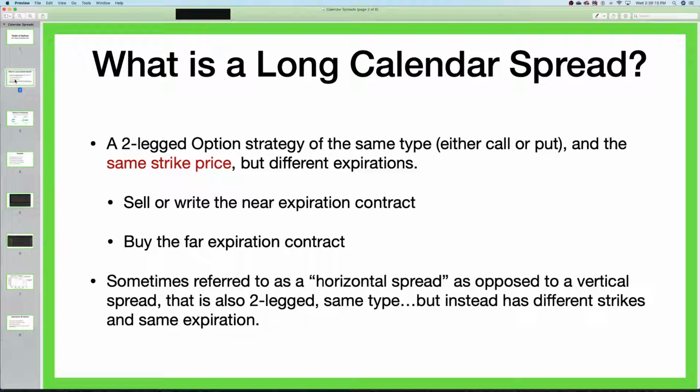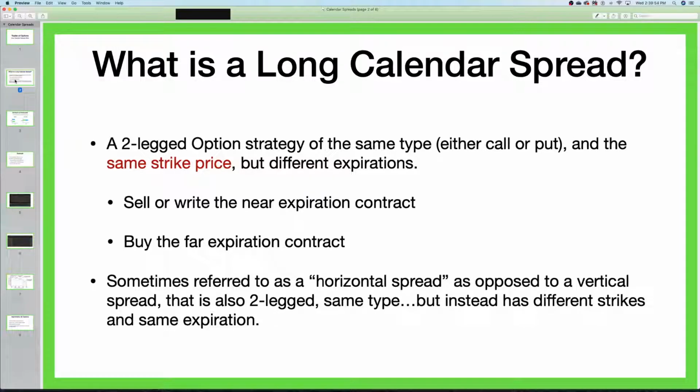So let's say you did it on the SPY today and it was at 347. The short put would be 347 and the long put would also be 347. They would just have different expirations. One might expire this month, the other one might expire next month. So there are two different contracts. You sell or write the near expiration contract, and you buy or go long on the far expiration contract. That is considered buying or going long on a calendar spread.